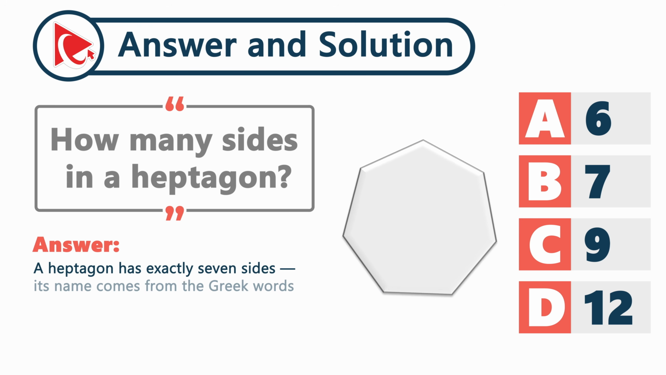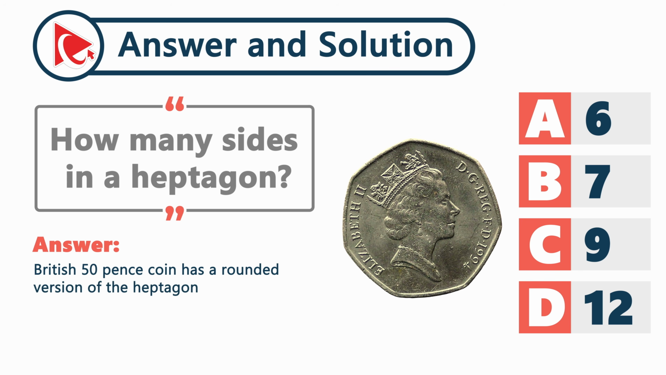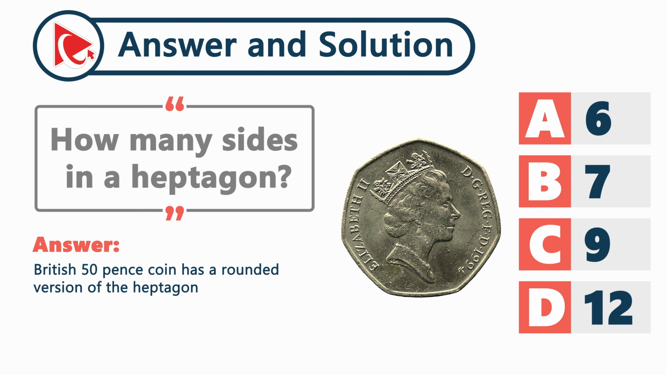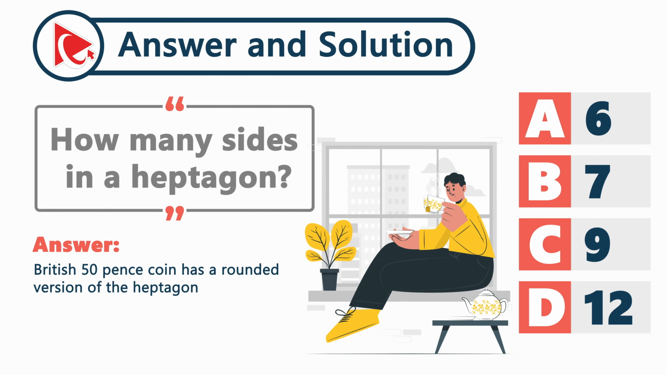A heptagon has exactly 7 sides, and its name comes from Greek words hepta, which means 7, and gonia, which means angle. The most notable memories of heptagons is the British 50-cent coin, which has a rounded version of this shape. Even though I'm not sure how useful it is nowadays with all the inflation going. If you are from Great Britain and watching this video, please make sure to share it in comments.